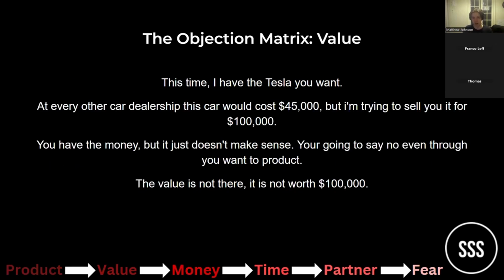Next one, value. This time around, I have the Tesla you want. We're in the same situation, the car dealership, and you're looking for a Tesla. I have a Tesla, and the usual price for this Tesla is 45 grand, but I'm trying to sell it to you for 100K. In this situation, you have the money, you have 100K, but it just doesn't make sense. You want the Tesla, I have the Tesla, but I'm selling it for $100,000. The value's just not there, and it's just not worth 100K.